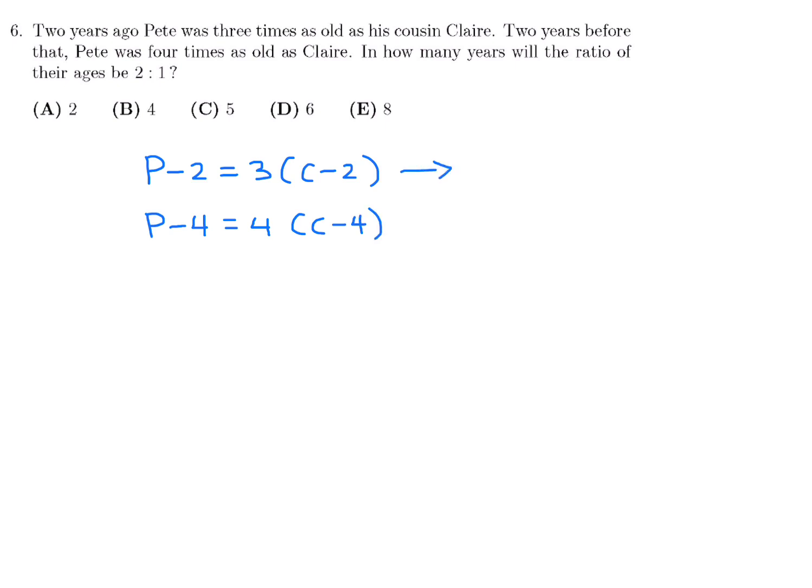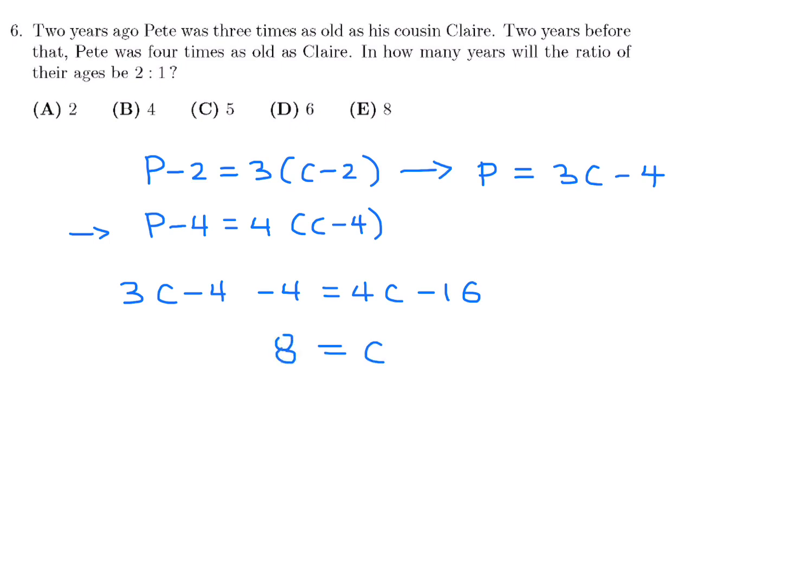All right, let's do the math. So that means P is equal to 3C minus 4. Substitute that into here. We get 3C minus 4 is equal to 4C minus 16. So that means C is equal to 8. And plugging that back into here, P is equal to 20.